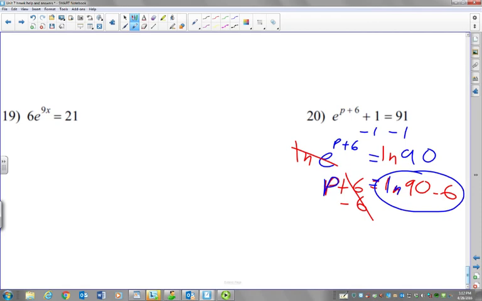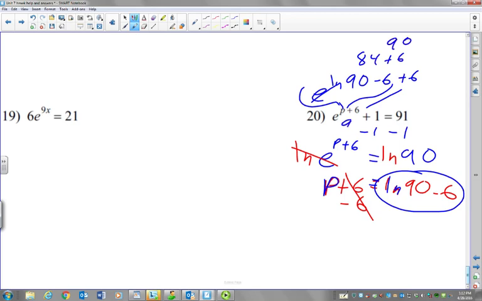If you plug that back in there, you'll see. If you plug in e to the ln of 90 minus 6 plus 6, those will undo. 90 minus 6 is 84, plus 6 is 90. And so then we're left with 90 here, and 90 plus 1 is 91. So it does definitely work.